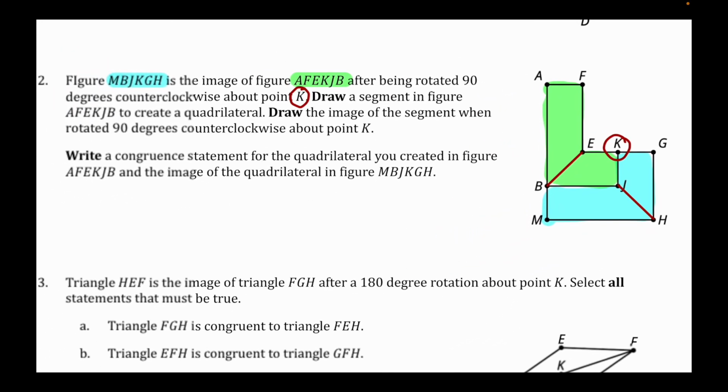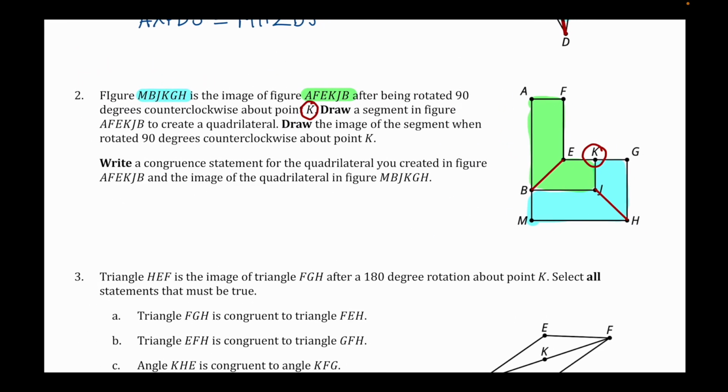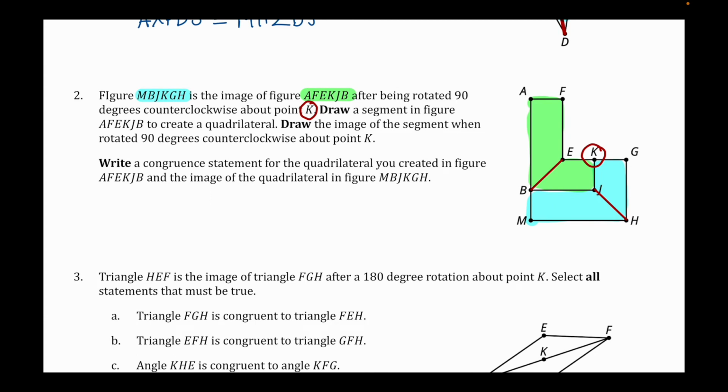So we can say write a congruence statement. Which chunk do we want to use? Because technically we made two quadrilaterals. Let's say BJHM. So I will say BJHM is congruent to, and that would be B corresponding with F, that would be FEBA.